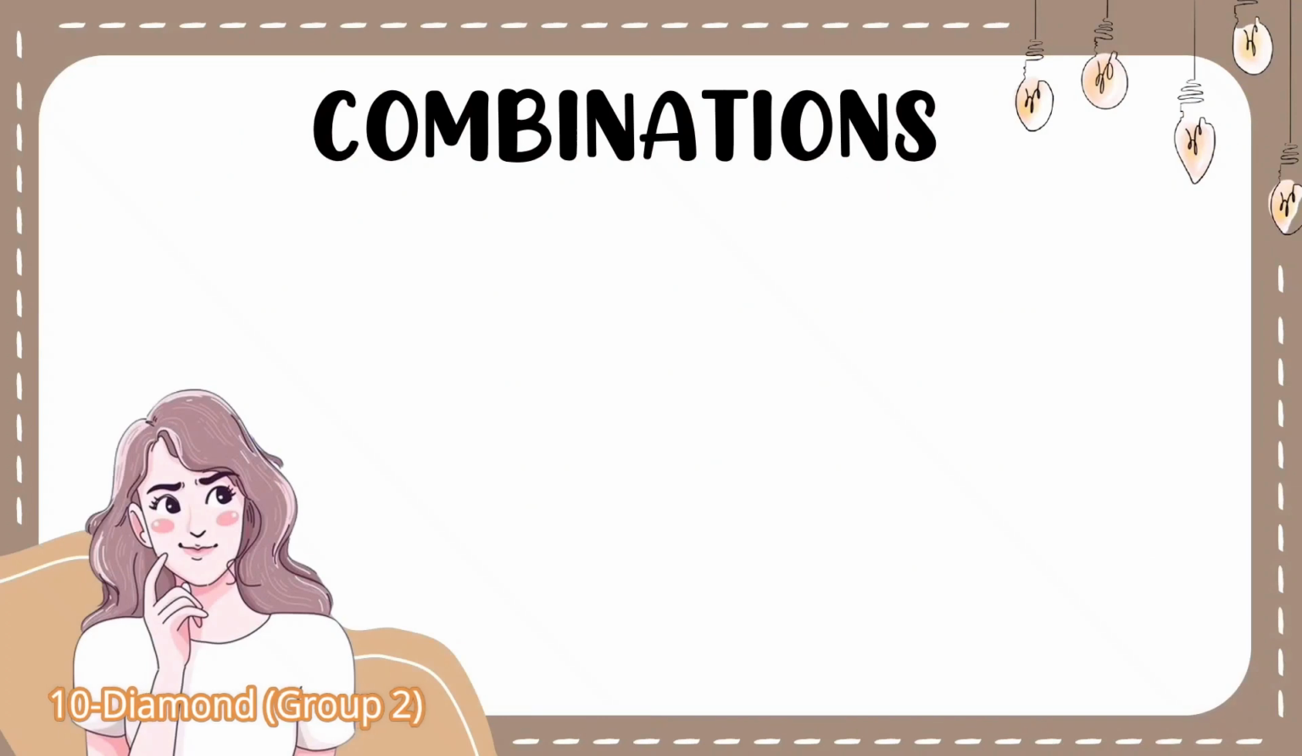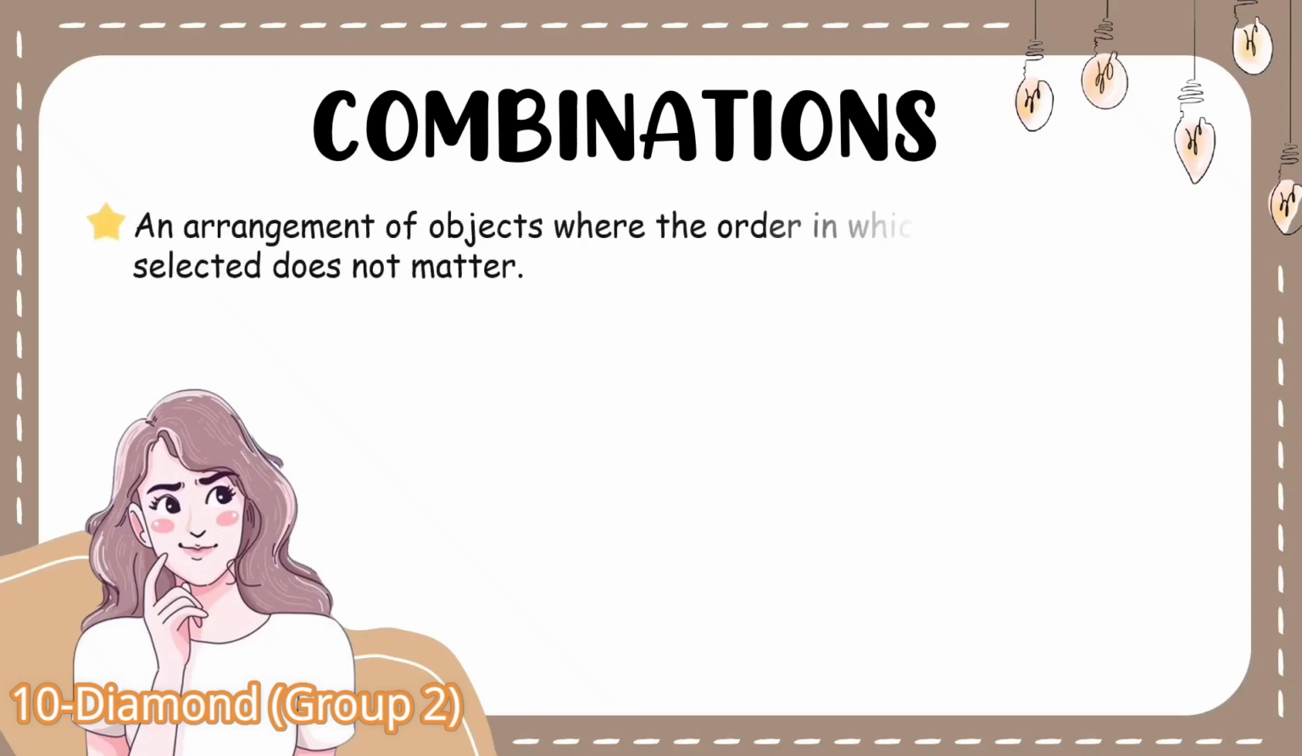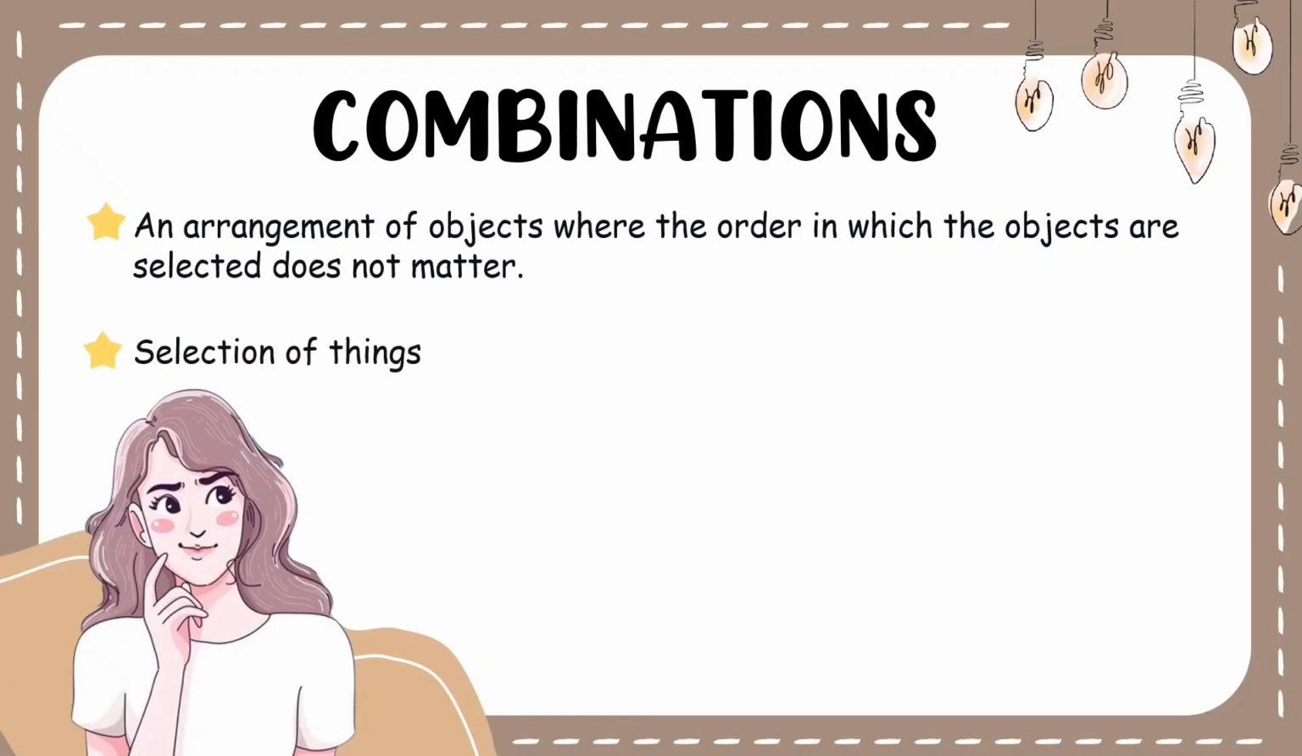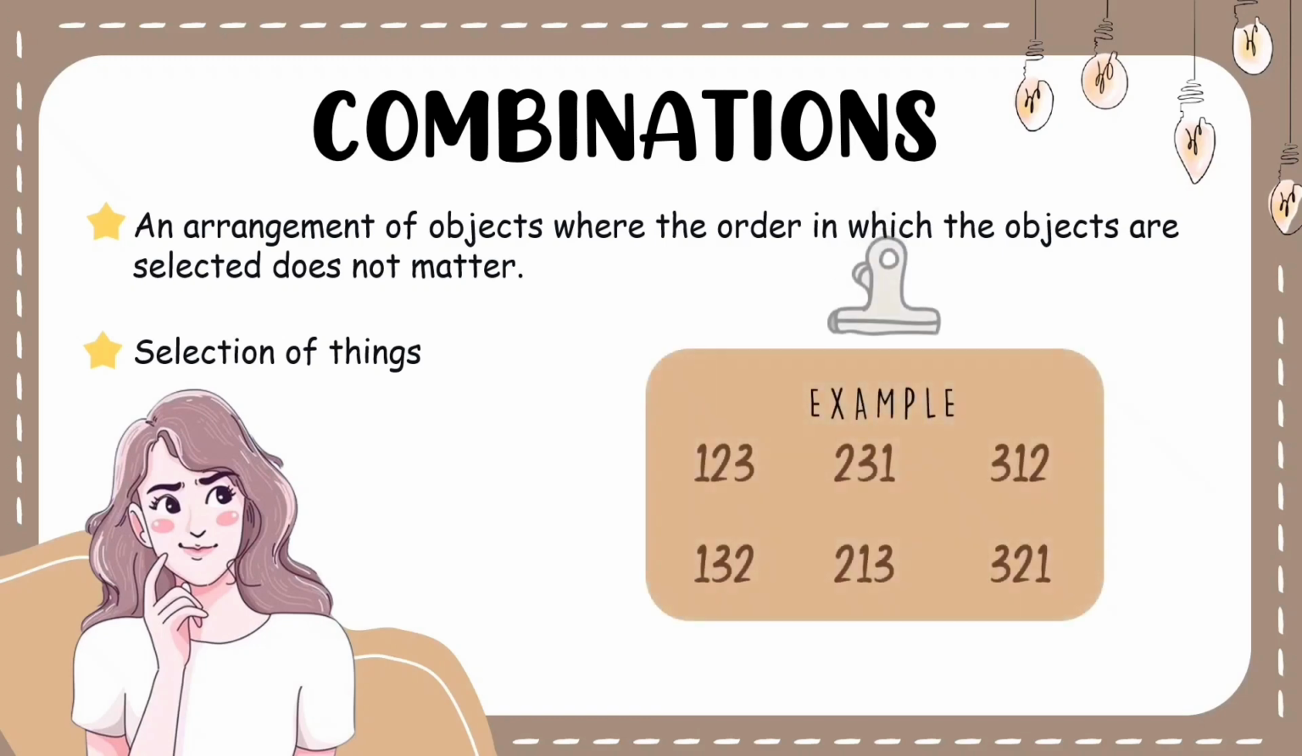Let's start by defining combination. Combination is mostly defined as an arrangement of objects where the order in which the objects are selected does not matter. Combination means selection of things, where the order of things has no importance. For us to understand combination, here's one example. 1, 2, 3; 1, 3, 2; 2, 3, 1; 2, 1, 3; 3, 1, 2; and 3, 2, 1 are just the same. Therefore, it is just one combination.